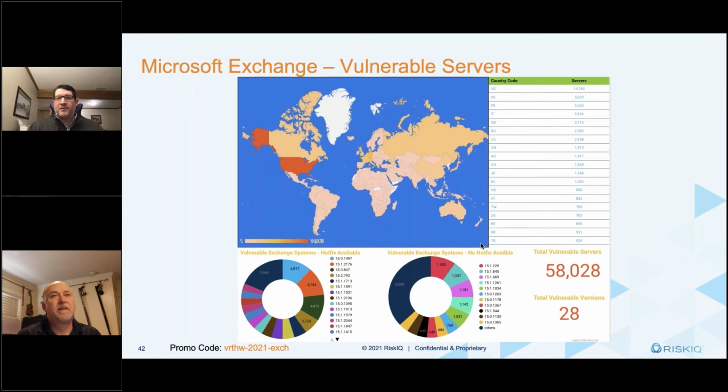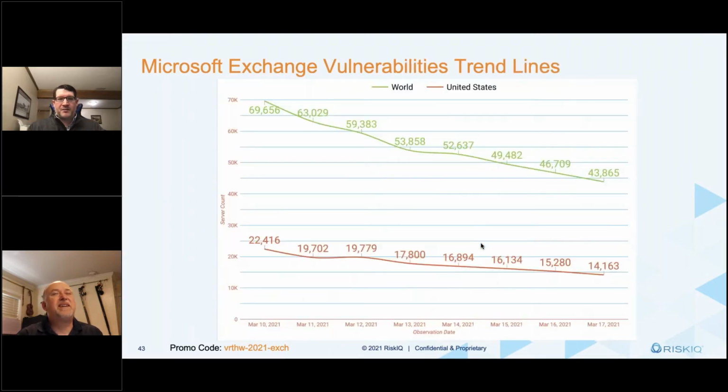But again, we went from just a little shy of 500,000 total Exchange observations that we see right now to the total observations that RiskIQ is seeing today of somewhere in the vicinity of 58,000 Exchange deployments that are still vulnerable. And again, on the previous slide, we had seen almost 300 total versions out there. We're only seeing 28 vulnerable versions today.